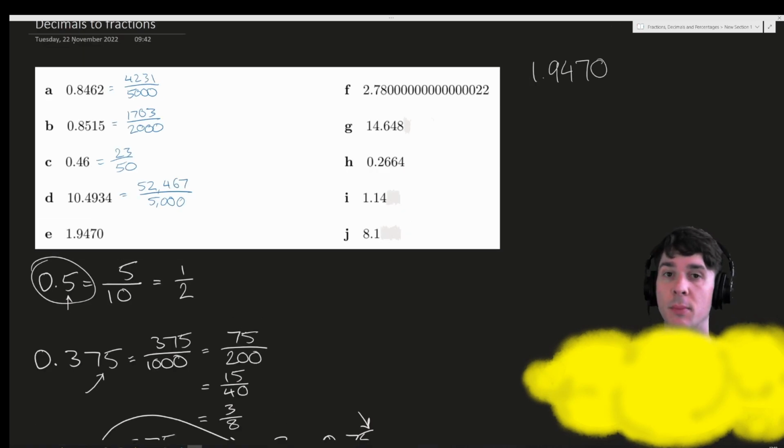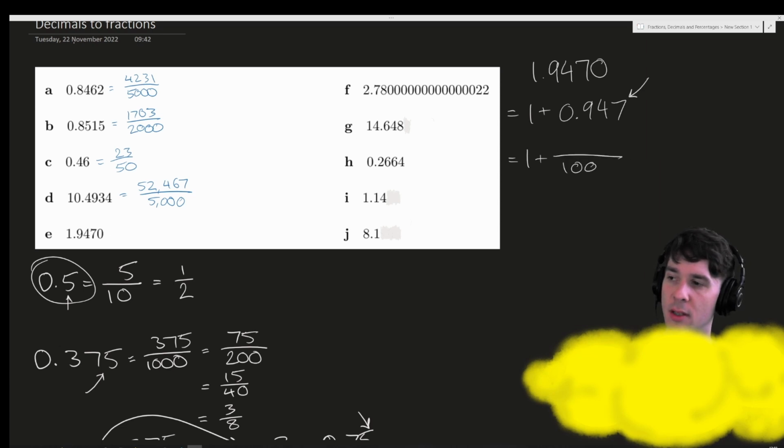Just like the last example, I can make this one a little bit easier for myself. So I could write it as 1 plus 0.9470. In fact, this 0 at the end doesn't change the number, so I can write it as just 1 plus 0.947. Now in this number, the 7 is in the thousandths position. That means we're going to have 1 plus a fraction over 1,000, where the numerator is 947. It turns out we cannot simplify this fraction, and so we are done.